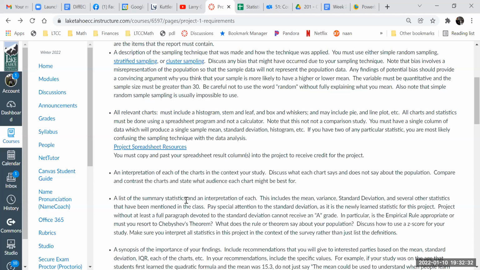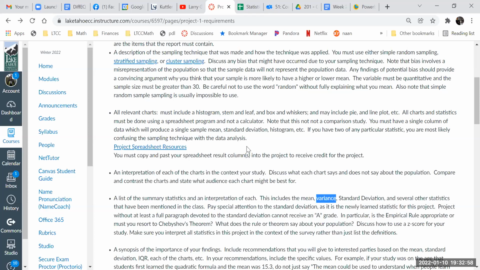You're going to give me a list of the summary statistics and interpretations of each. By the way, don't interpret the variance. Maybe I shouldn't even have that in there. But it should have the mean, standard deviation, and several others. Remember some of the others? We had the median, right? We had the first quartile, the third quartile. Do you remember those?